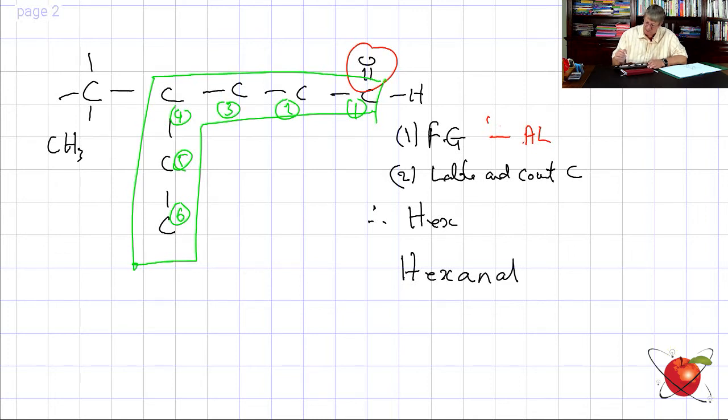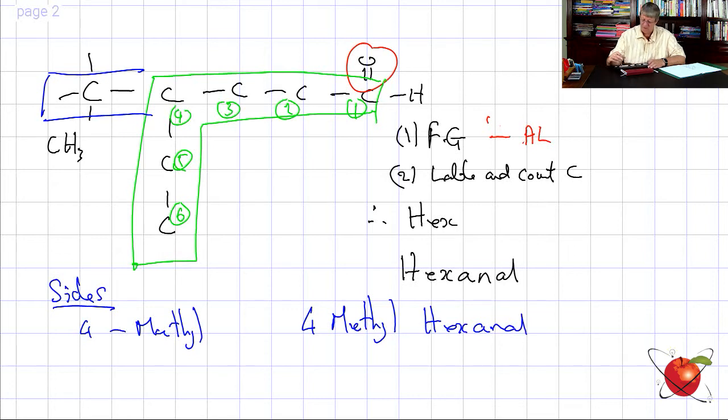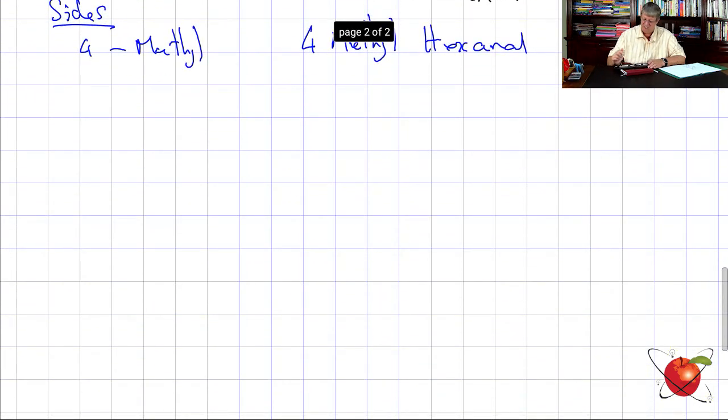The last part is, remember, we have got a CH3 stuck out there on number 4. So find the side chains. There they are. So we make a list of sides. On 4, we've got a methyl. So therefore, it's going to be 4-methylhexanal. Very, very easy to do these. Okay, so we've got that.